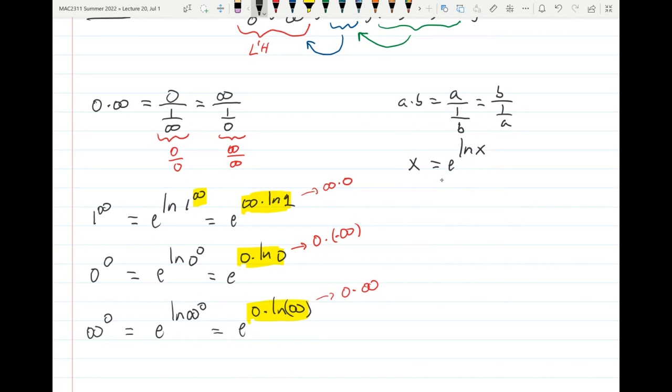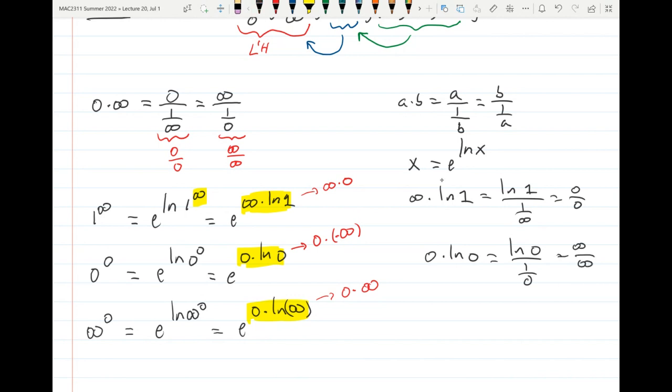Okay? So for example, here you have infinity times ln of 1. Just keep the ln of 1 in there, and then bring the term with the infinity down to have a 0 over 0 situation. Okay? Here you have 0 times ln of 0. Just keep this term in here and then bring the 0 down. So you're going to have an infinity over infinity situation.